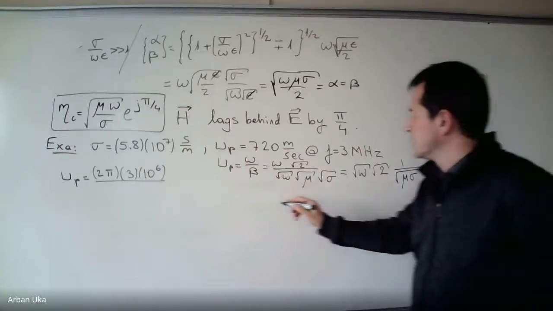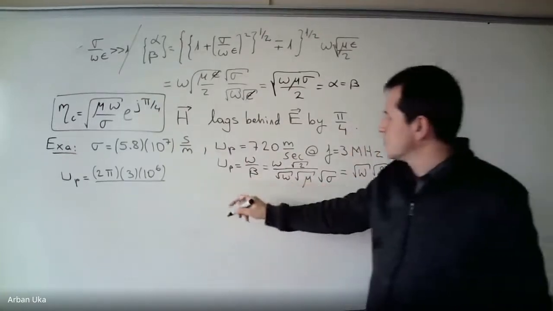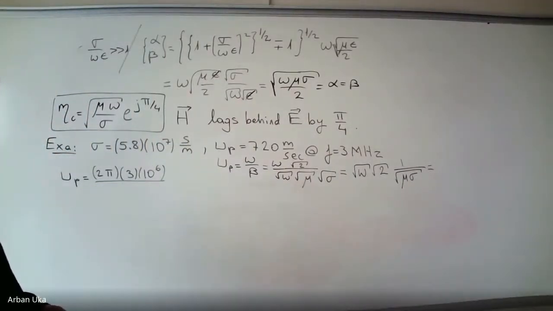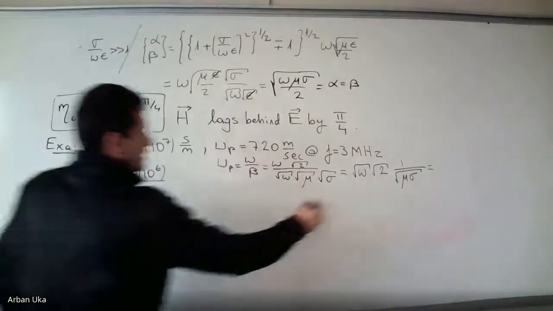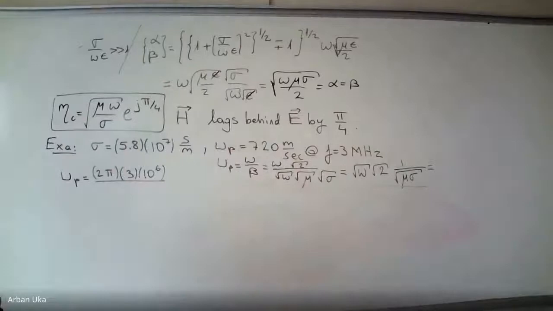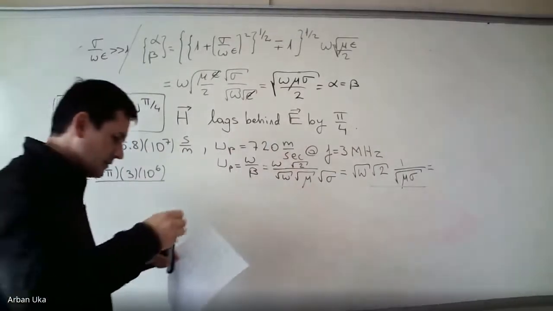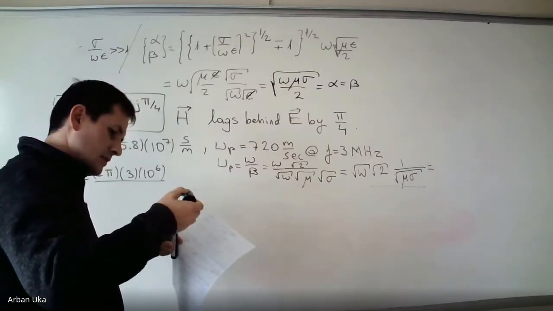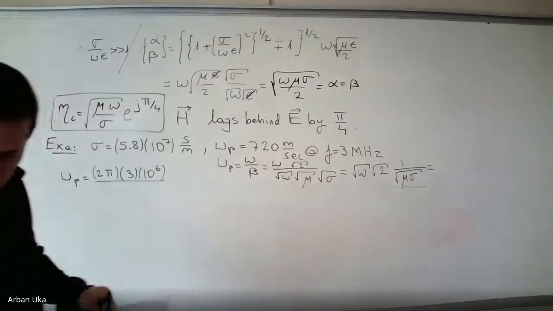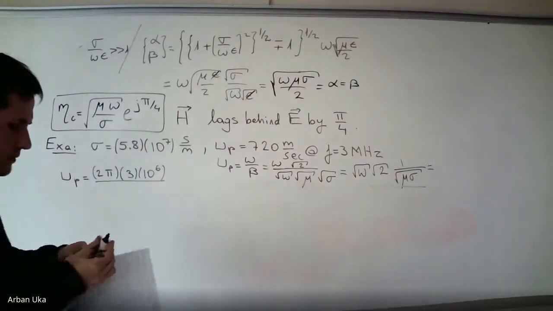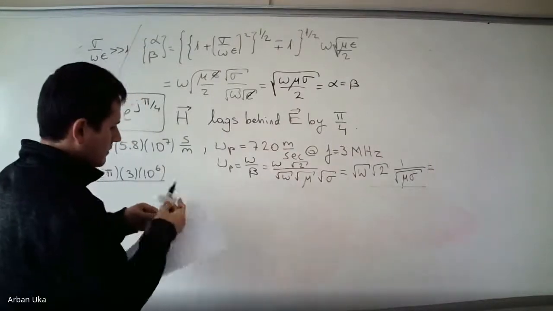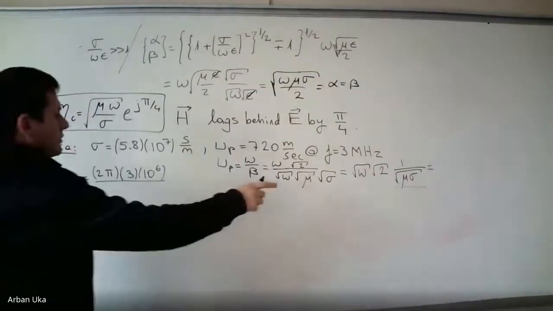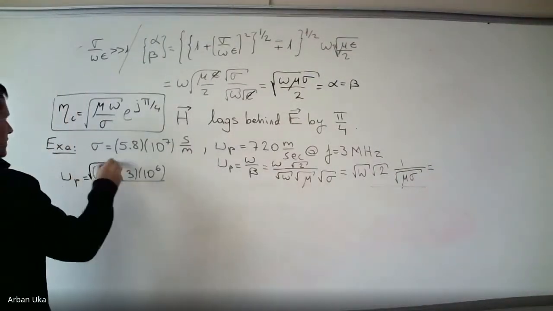Then, we started with the same expression, so let's substitute the values for this specific expression here. Can you follow me here? So here we have the square root of omega. The square root of omega is going to be this.